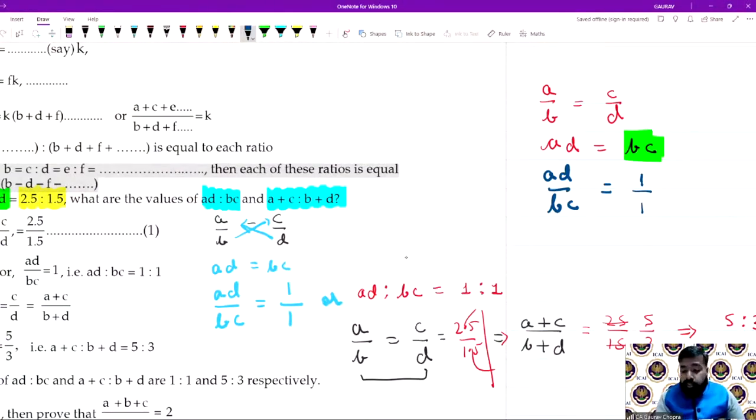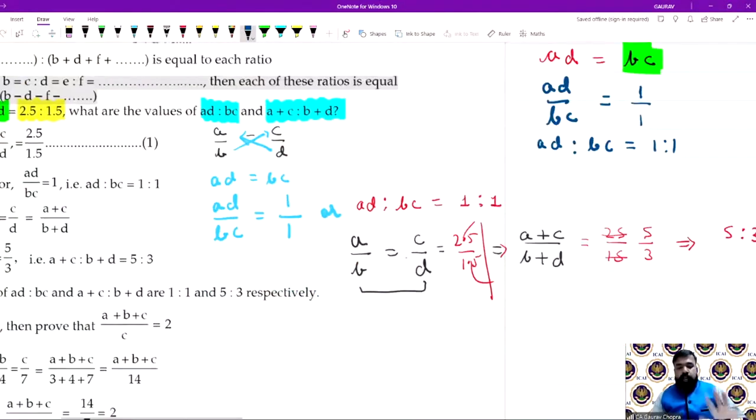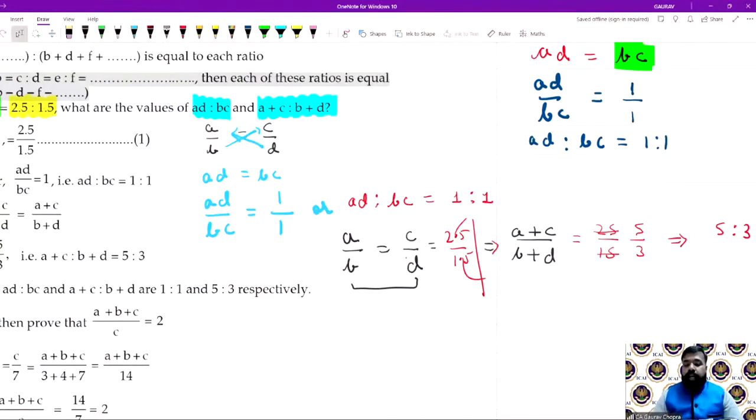So what is the final ratio between them? We can write AD ratio BC equal to 1 ratio 1. So the ratio is simple, 1 is to 1. So I have done the repetition of the first part. And in the second part, we have just applied addendo. And after doing addendo, we are getting 5 by 3.